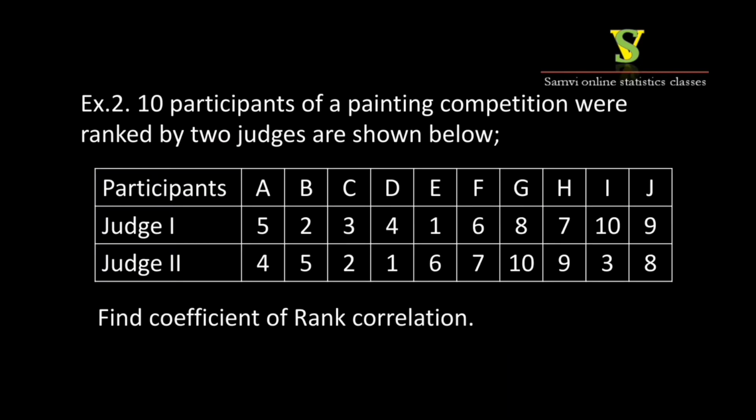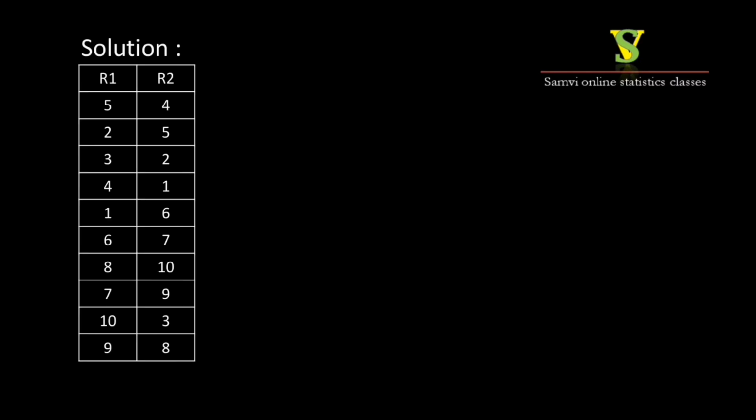Example 2. 10 participants of a painting competition were ranked by 2 judges as shown below. Here the participants are given as A, B, C, D, E, F, G, H, I, J, and judge 1 and judge 2, whatever ranks they are given, will be given here. Here they asked to find the coefficient of rank correlation. Let us discuss this one.